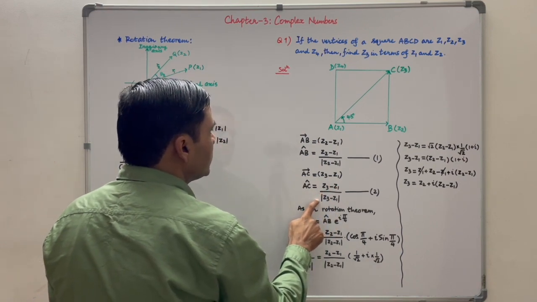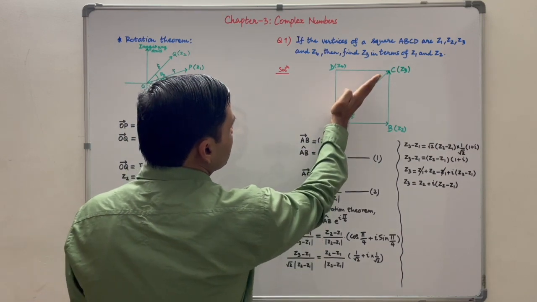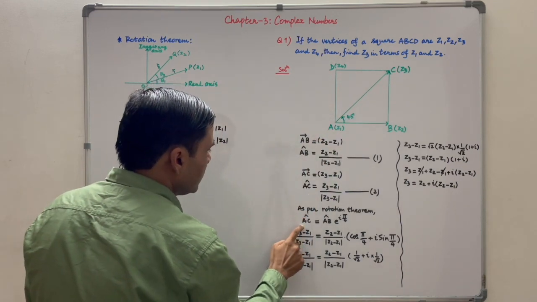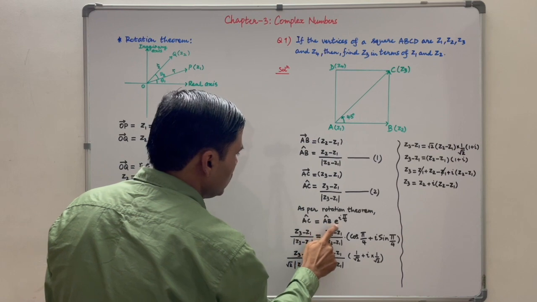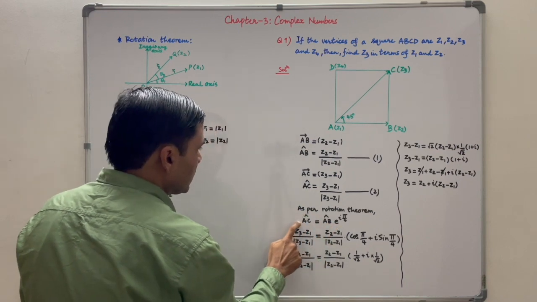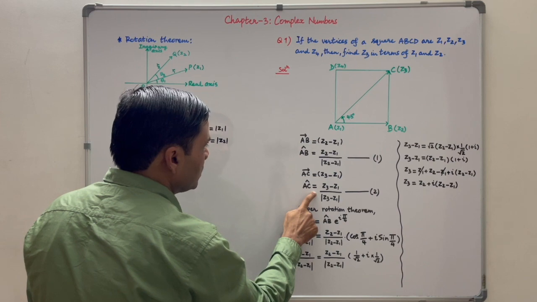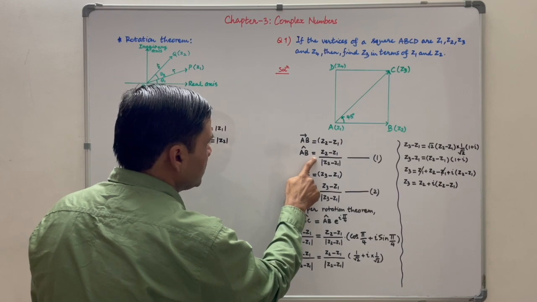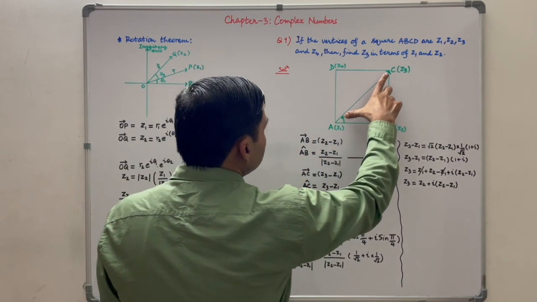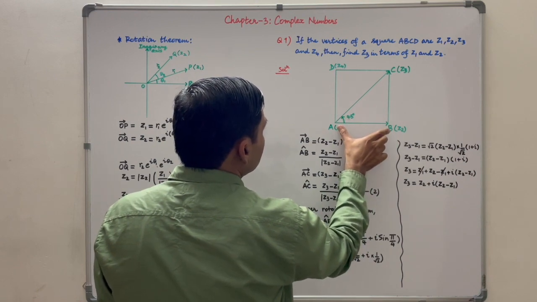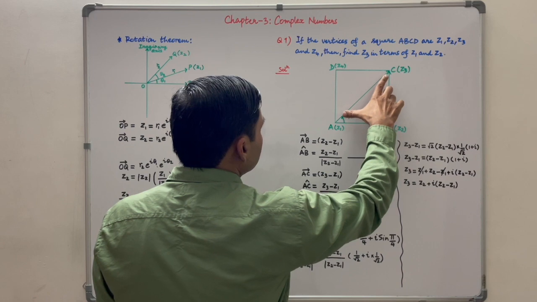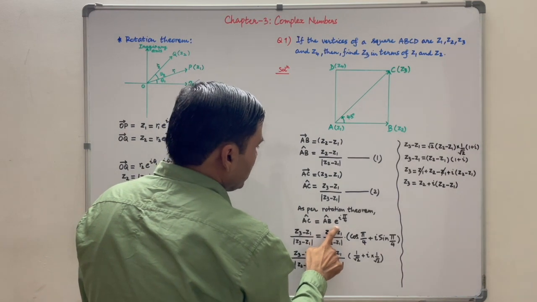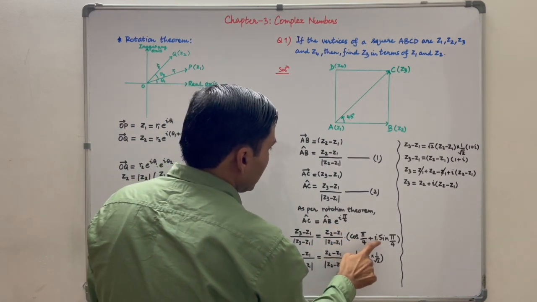Now we can apply the rotation theorem and say that we will get unit vector AC by rotating unit vector AB by 45 degrees. So unit vector AC is equal to unit vector AB into e to power i pi by 4. Unit vector AC is equal to (Z3 minus Z1) upon mod (Z3 minus Z1), and unit vector AB is equal to (Z2 minus Z1) upon mod (Z2 minus Z1). We know that AC is equal to root 2 times AB. So we can say that mod of (Z3 minus Z1) is equal to root 2 times mod of (Z2 minus Z1). e to power i pi by 4 can be written as cos pi by 4 plus i sin pi by 4.